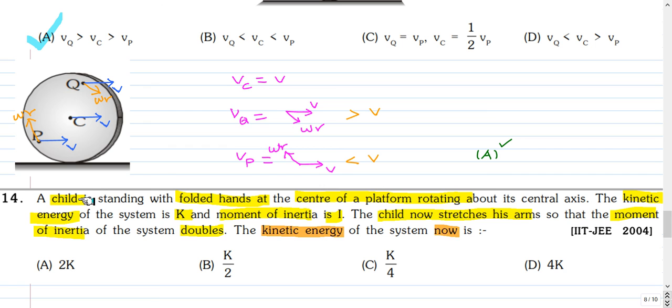This is the next question. A child is standing with folded hands at the center of a platform, rotating about his central axis. The kinetic energy of the system is K and the moment of inertia is I. The child now stretches his arms so that the moment of inertia of the system doubles. The kinetic energy of the system now is... You can pause and attempt this question.